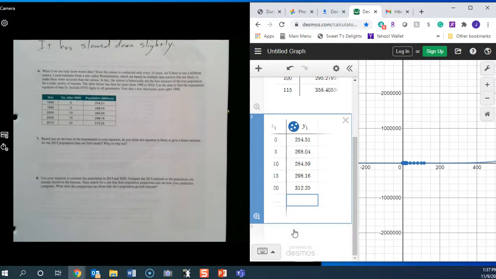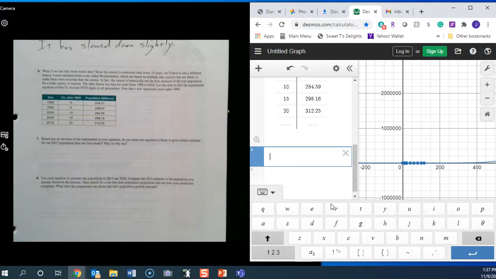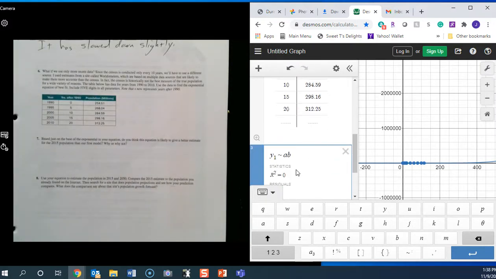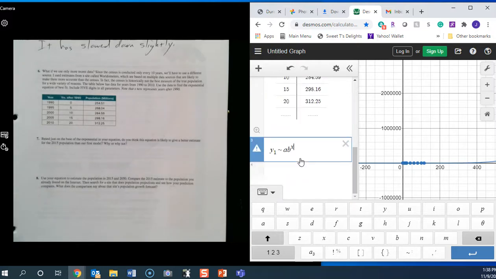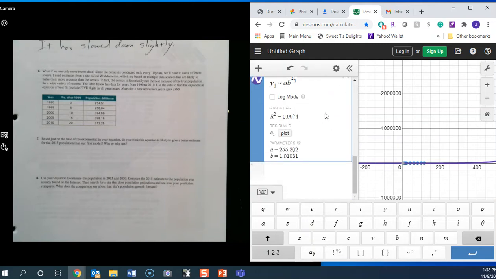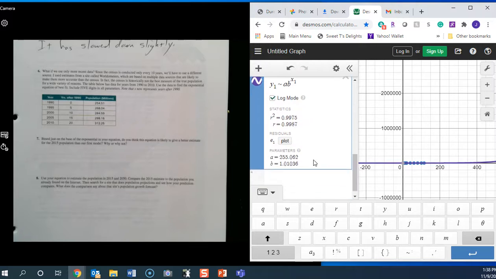All right, so now we have this. Now we have to find our equation. What we would do, we will go here and we have y. Now we know it's y equals a times b to the x. So we have y1 tilde a b to the x1 power, because our table has y1 and the x1 values. Now, whenever you do an exponential regression formula, you must click the log mode. You have to click that, and then it will give you your answers.